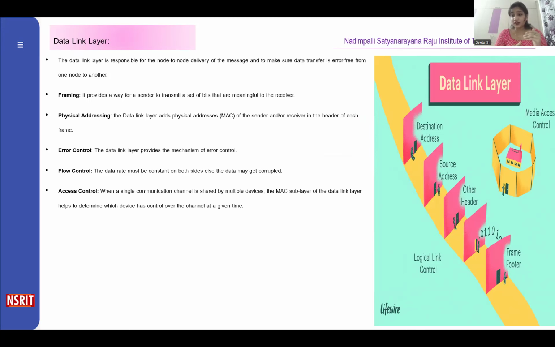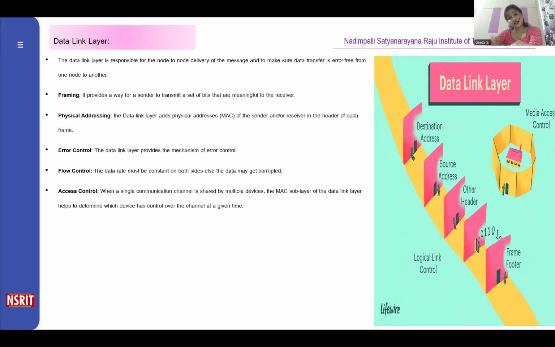If the data link layer receives a packet of data from the network, its main responsibility is to make this packet travel from node to node in a network. Its main responsibility is also to transfer the data error free from one node to another node. It mainly deals with error control and flow control.